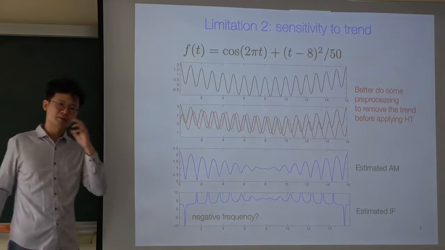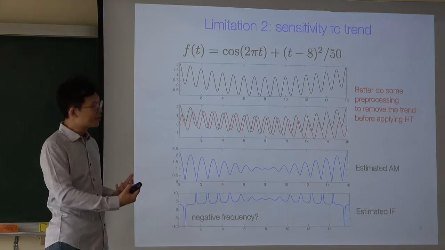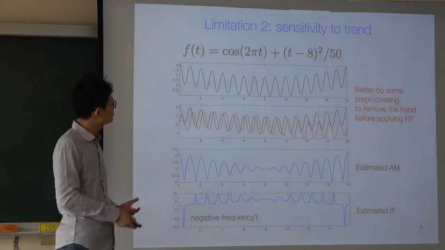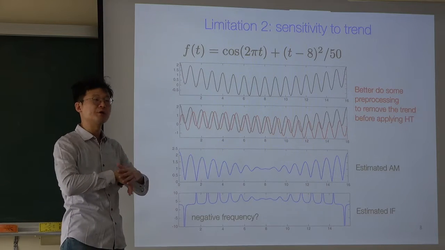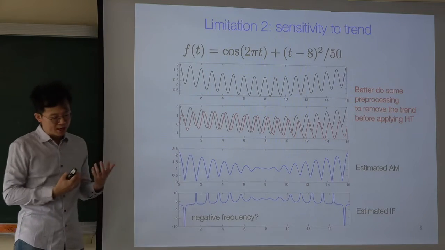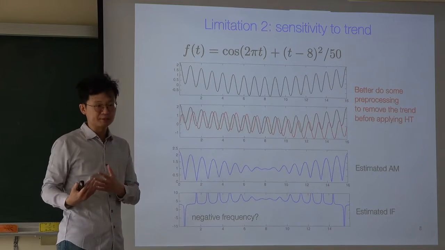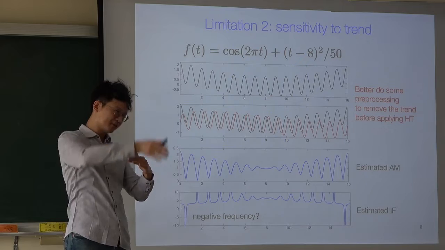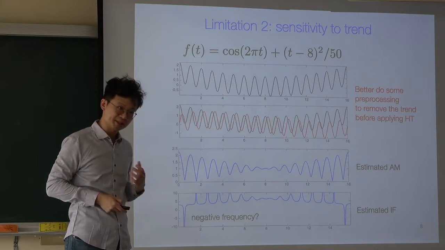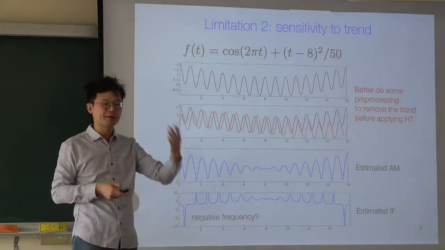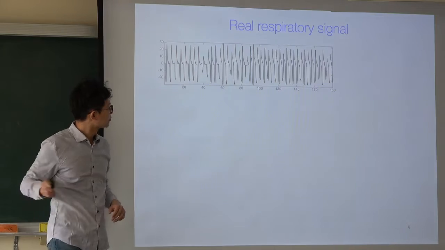Again, the solution to this issue is we should do some pre-processing. For example, if we know there is a trend, a very low frequency component, and to avoid some properties of Hilbert transform in the frequency domain, which has some jump near frequency 0, the low frequency region, we may better decompose the signal first before we apply Hilbert transform. That will be one solution to this issue.